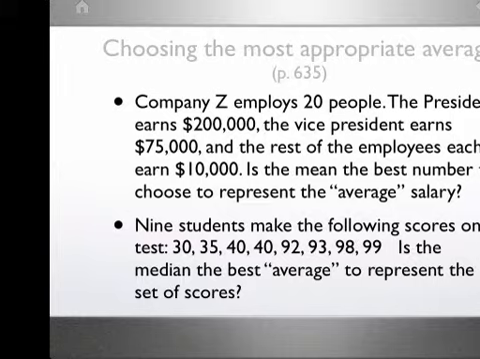Think about that, and then once you have an answer, I want you to turn to page 635 in your textbook and look at the examples they've given you there. These are both taken from that book, and the answers are written in there. They give a brief explanation of what they would choose.